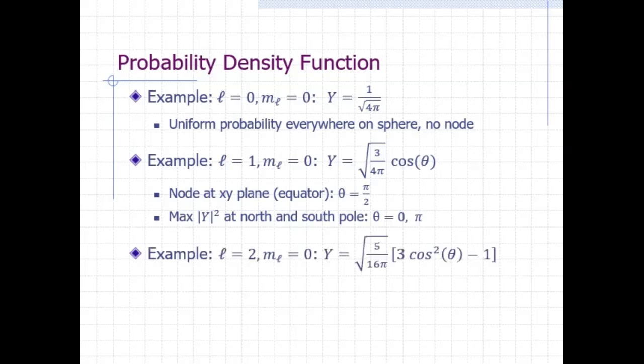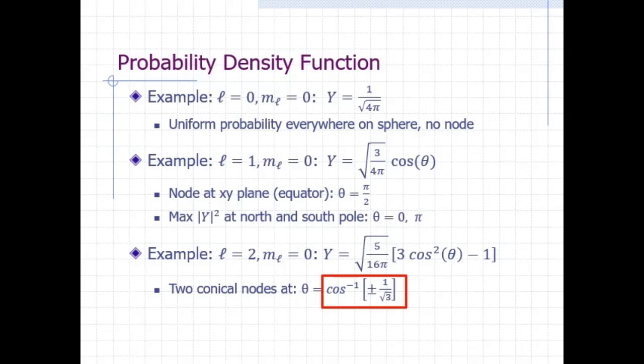If L equals 2, then the spherical harmonic is square root of 5 over 16 pi times 3 cosine squared theta minus 1. We get a node when 3 cosine squared theta minus 1 is equal to 0. This means we get a node when cosine theta is equal to 1 over square root of 3, or -1 over square root of 3. The inverse cosines of these two numbers give us the angle theta for the two conical nodes we saw earlier. For a particle on a sphere, at latitudes 54.7 degrees from either North Pole or South Pole, the probability of finding the particle is 0.